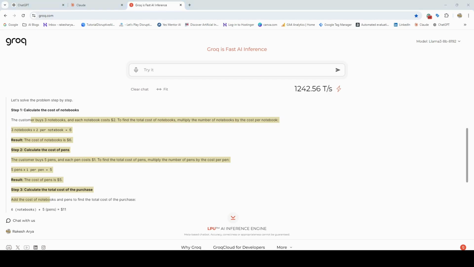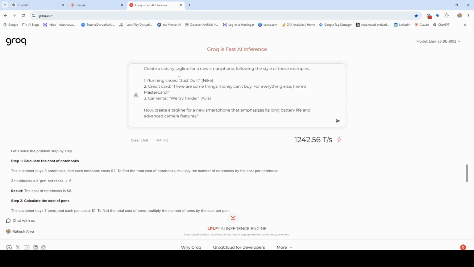We are giving the example, and if you remember, we did that for, we want to create the tagline. Let's see. So we want a catchy tagline for a smartphone, and this smartphone should follow the same thing, running shoes and credit card and car rental. So these are the taglines for these 3 companies, and we want to have the same pattern over there, right? And we want the tagline for the smartphone which emphasizes long battery life and advanced camera features. So these are the 2 things that we want to focus more on in the tagline. Let's see what it gives.